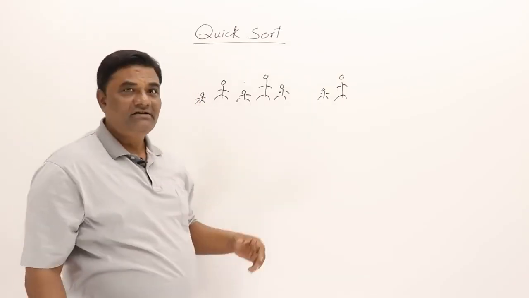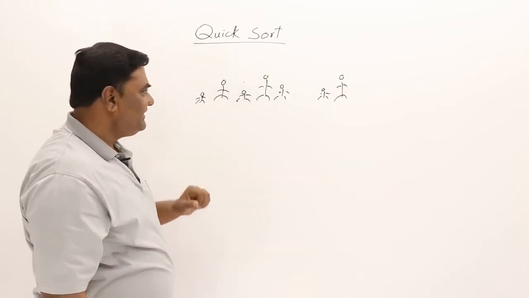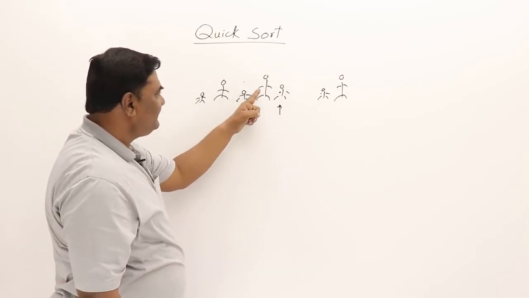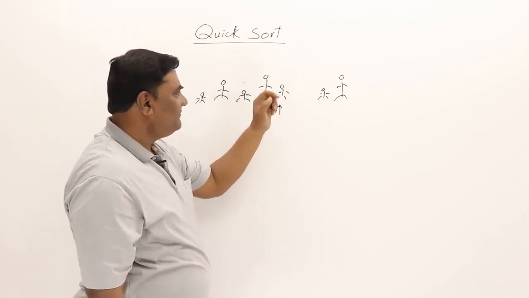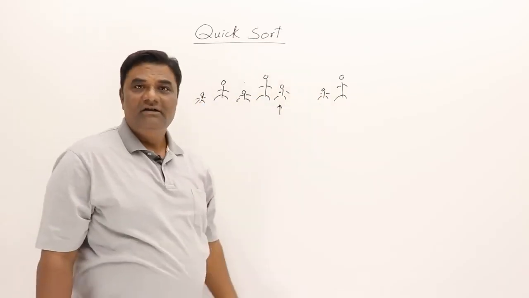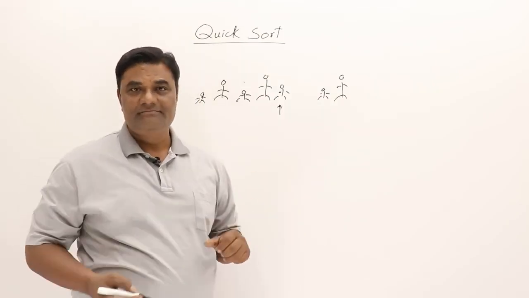Then the rest, they will arrange themselves. How will they arrange themselves? Like let us take this guy. What will he do? He will ask these guys, you are taller than me, you better go at the back, and he will ask that person, you are shorter than me, you come in front. So others will find their places by arranging each other.